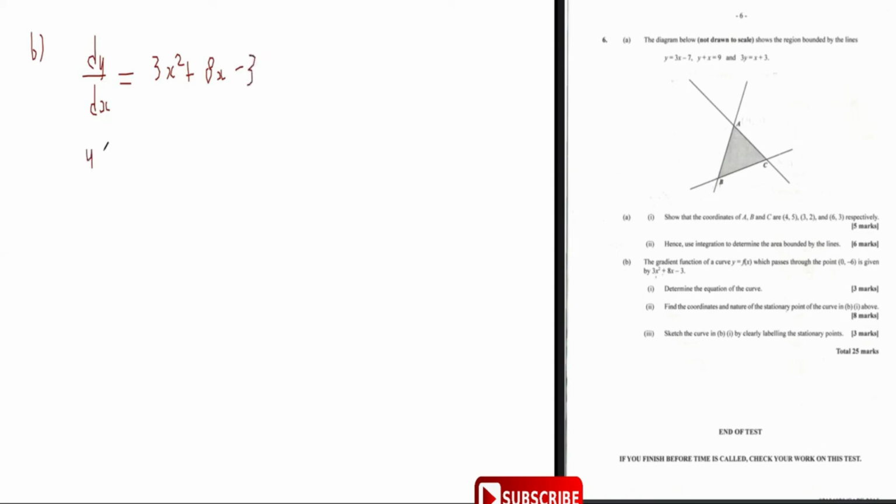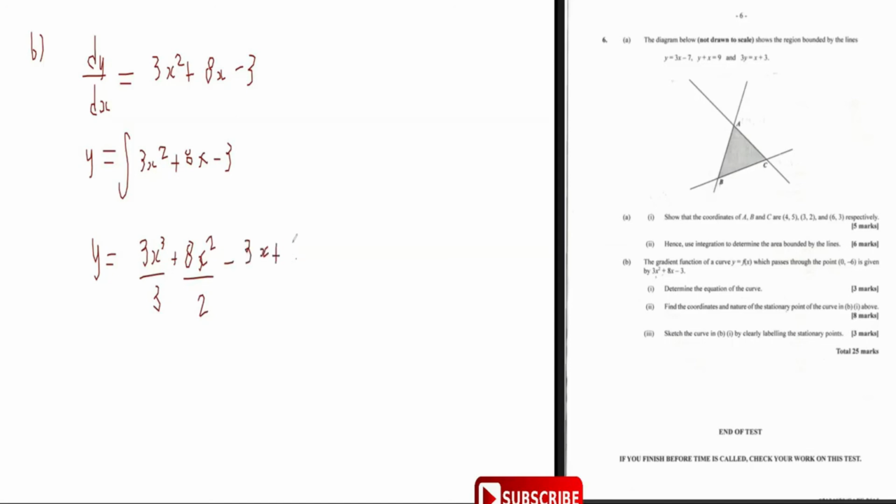The equation of the curve, we're going to have to integrate. So y is equal to the integral of 3x squared plus 8x minus 3. When you integrate it, you're going to get y is equal to 3x squared, add 1 to the power, you get 3x cubed over 3, divided by the power, plus add 1 to the power, so you get 8x squared divided by 2, minus 3x plus some constant c.